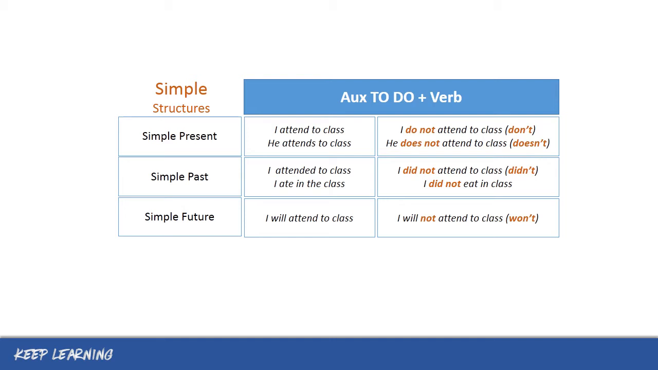In the simple past for irregular verbs, for example the verb eat, which is eat, ate, eaten, you say I ate in the class with its past form. But in the negative you say I did not eat in the class. Basically because you have the auxiliary did in the sentence, which is already announcing that you are in the past tense, so you don't need to repeat that in the verb.